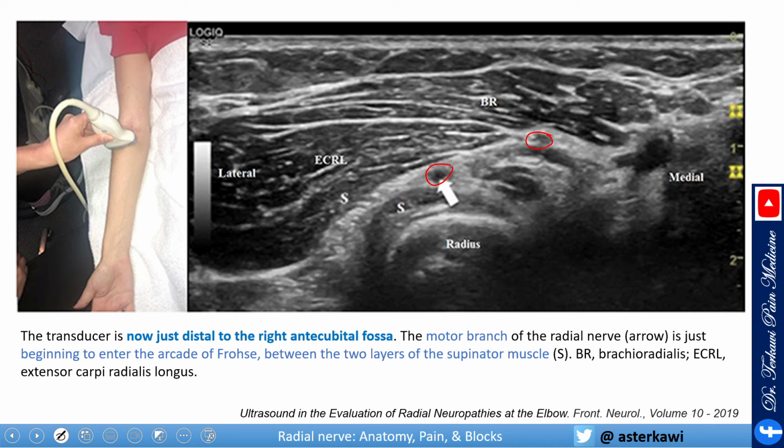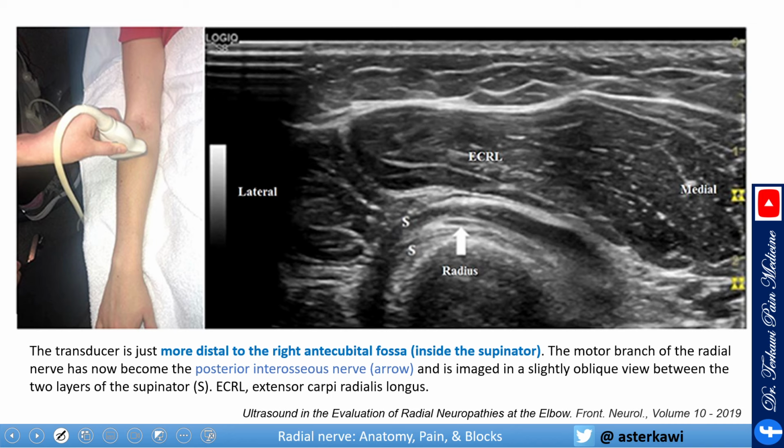And now this is the brachioradialis. This is the extensor carpi radialis longus. And if you think about this, actually here, the supinator. So at this level, the motor branch just starts to enter the supinator muscle. Here, at this level, it is inside.